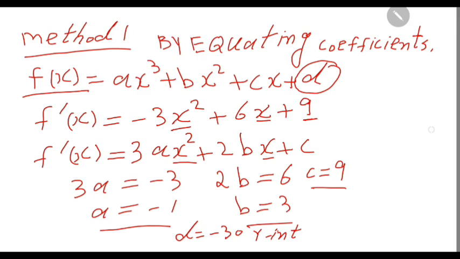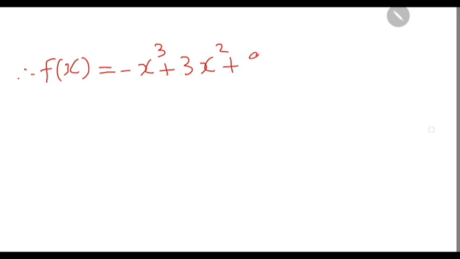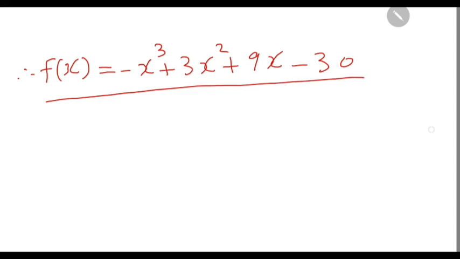Now I'm going to substitute back into the original equation. So f of x is going to be equal to, a we got -1, so -x power 3, and b is +3, so +3x squared, and c we got 9, so plus 9x, and the y-intercept we got -30. So this is the equation of the cubic graph.